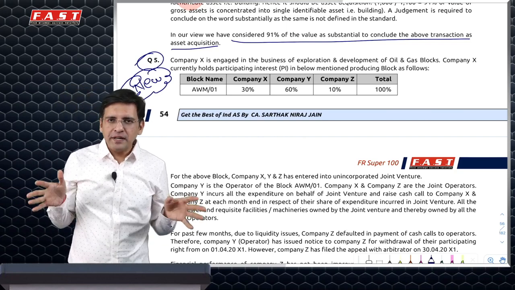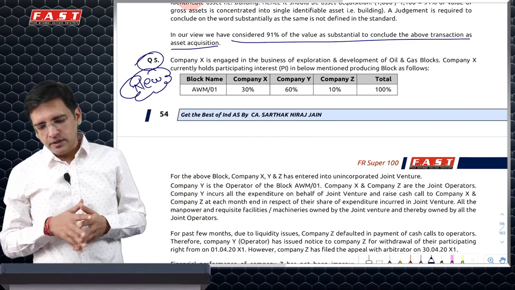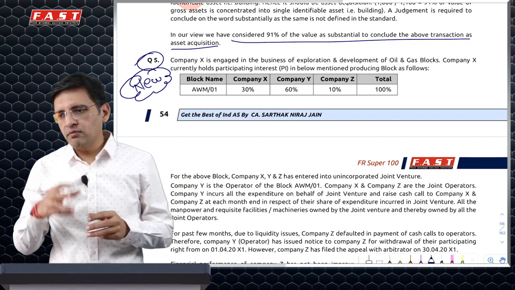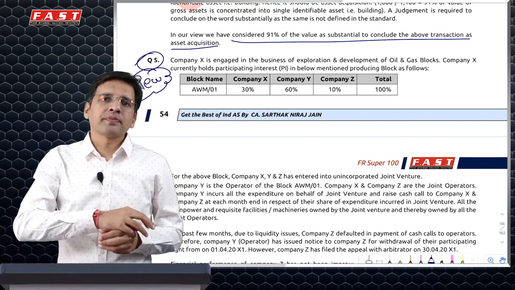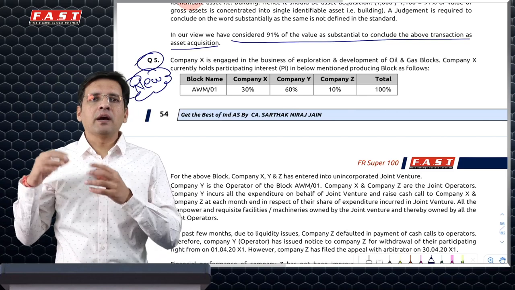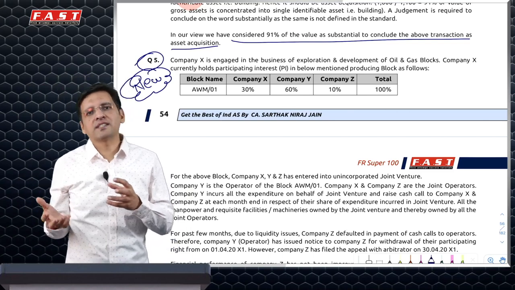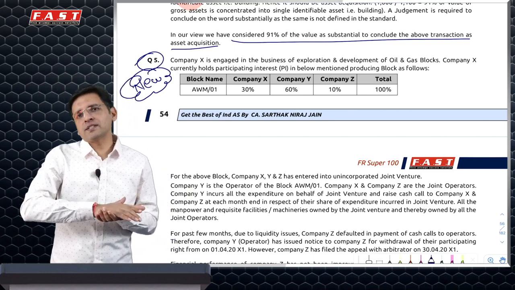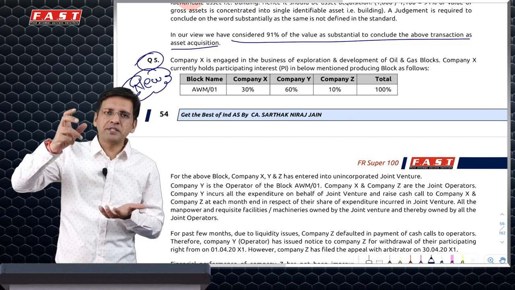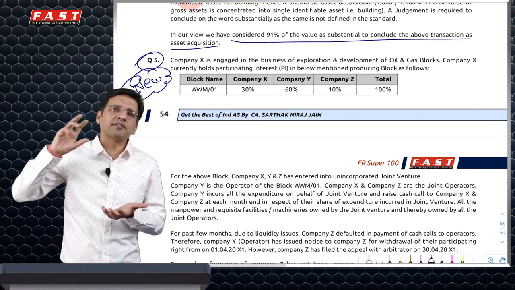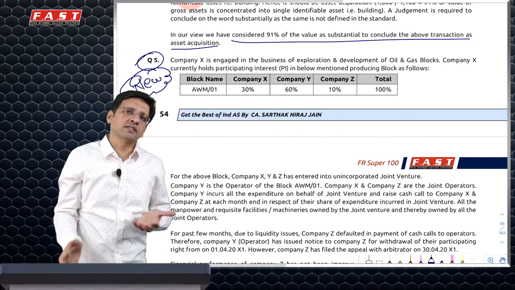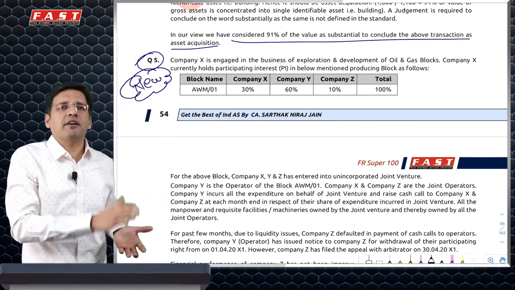So essentially speaking, if XYZ are three joint operators and Y sells its stake to X, definitely X would pay a lump sum money to it, against which all the assets and liabilities of Y would come to X. There could be a difference between the PC paid and the net assets acquired. That difference would be treated as goodwill, and all the assets and liabilities of Y would be recognized at fair value.